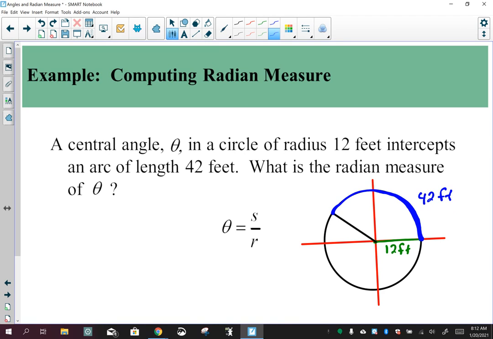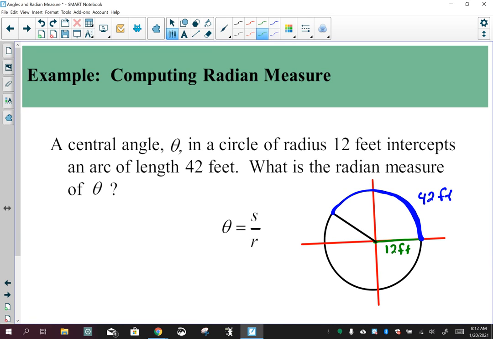So when we deal with radians, you will not have a unit. So notice how both of these have feet. You will not have that when you're dealing with the radians. When you deal with radians, you're going to get a number, and that number is going to be called whatever that number is, radians.